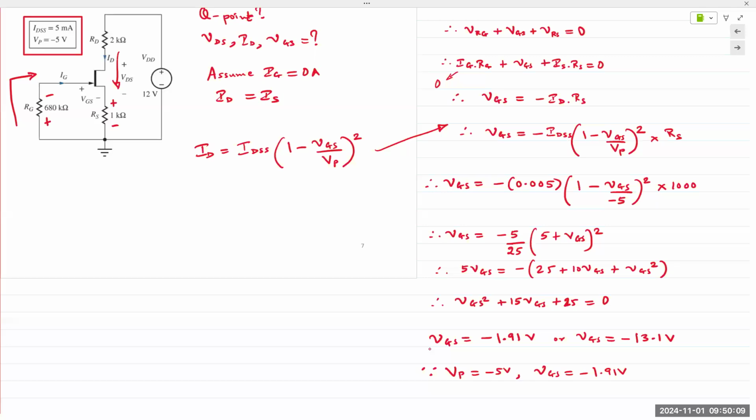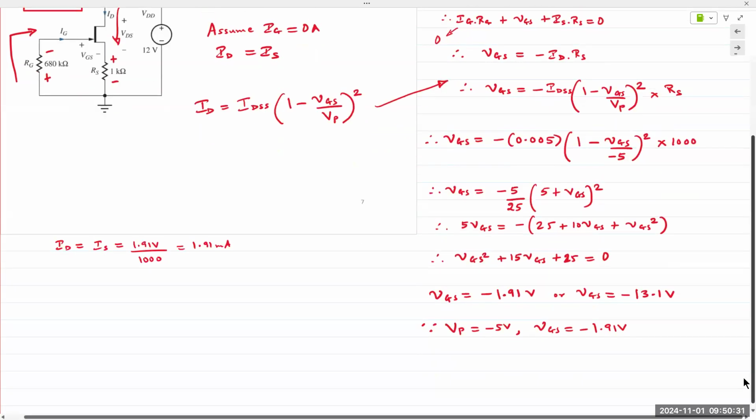Okay. And we can find ID from this value. We can write ID is equal to IS, which is 1.9 volts divided by 1,000. This is 1.91 milliamp. And then we can find, how much time do we have left? We have 10 minutes.